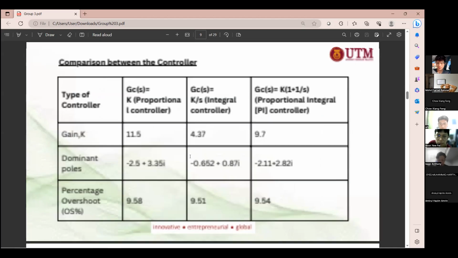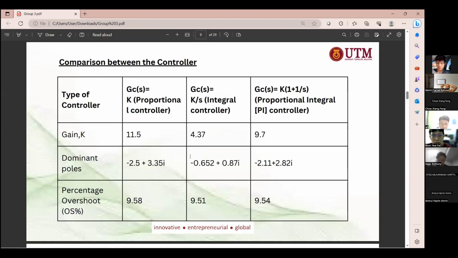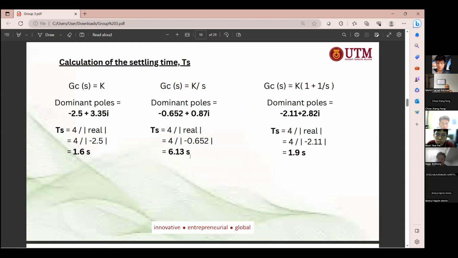Okay, next. This is the comparison between 3 controllers. For the proportional controller, we get the gain 11.5, dominant poles and then percent overshoot. This is the data gathered from the previous 3 root locus plots. Next, the settling time of each of the cases we have calculated: 1.6 seconds, 6.13 seconds, and 1.9 seconds, which is under the specification, which is less than 10 seconds.